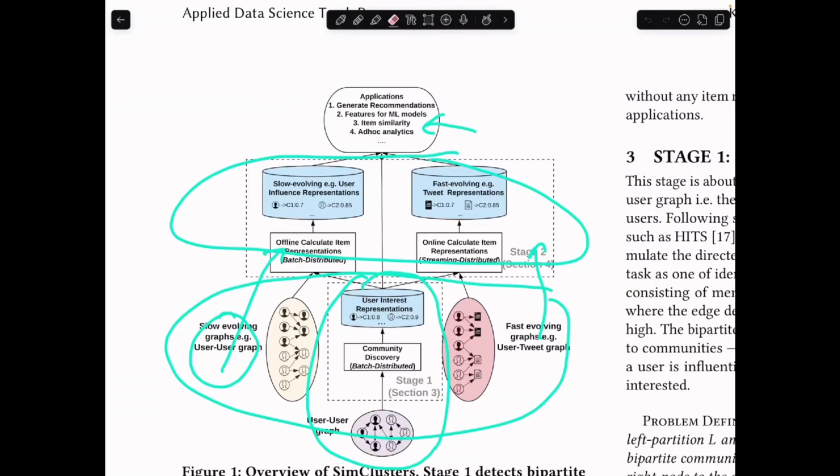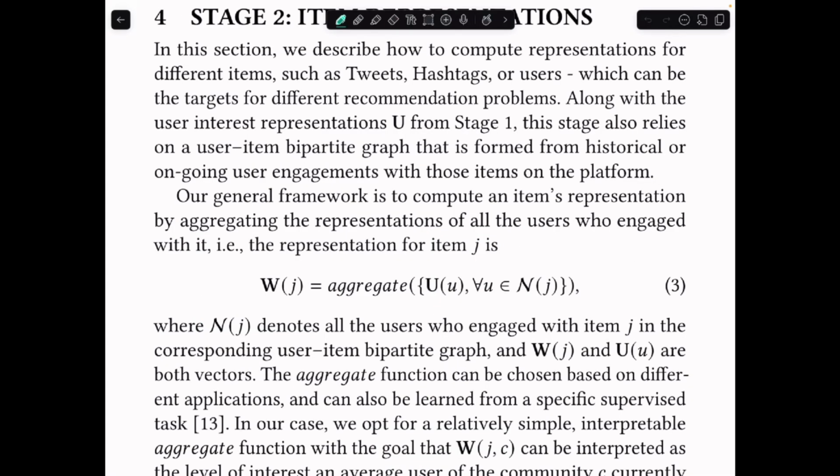Now let's talk about stage 2. In stage 1, we got the user interest representation, and stage 2 tells us how to get the entity representation from the user representation. The key idea is to aggregate the user embeddings. For example, for certain items, you want to look into all the users who have engaged with this item and aggregate those user representations and use it to represent this item.